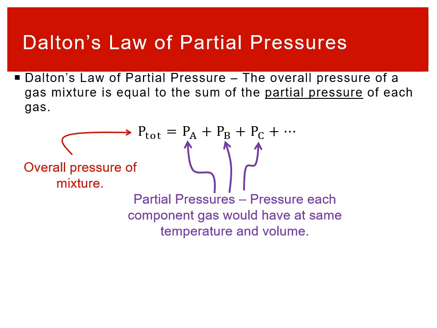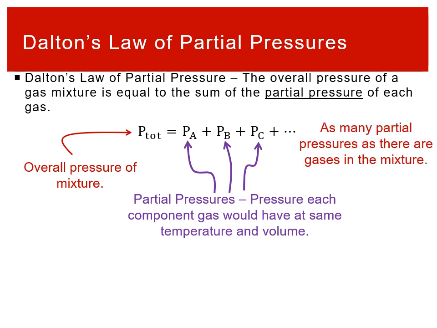And the partial pressure is the pressure that each component gas would have at the same temperature and volume. So if that gas wasn't in the mixture, if those molecules were just by themselves in that same volume, what would the pressure be for that particular gas? And then we can see that this just keeps adding together. We have that little ellipsis past A, B, C, because however many gases you have in the mixture defines how many terms there are. If you just keep adding more and more gases, there are more and more terms. You can have 5, 10, 50 gases in a mixture. You just add up all of their partial pressures.